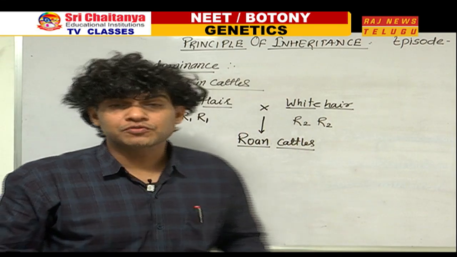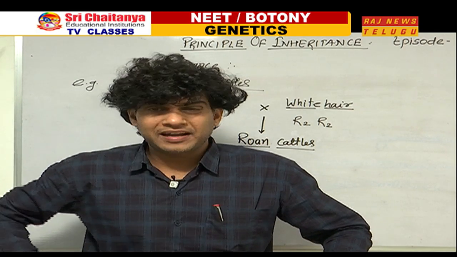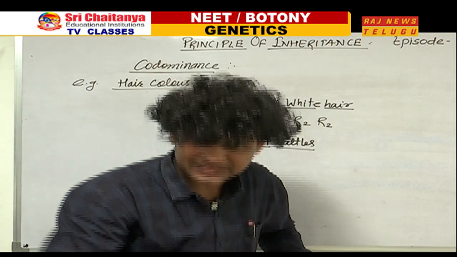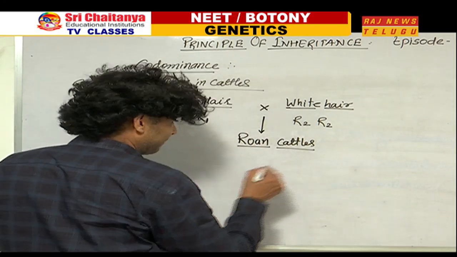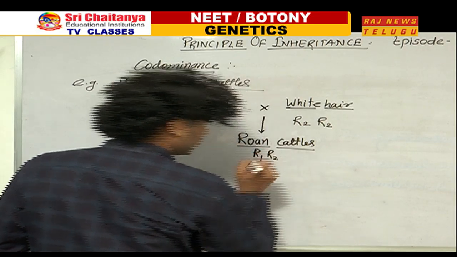Roan cattle means what? On the body, somewhere there is a patch of red hairs, somewhere patches of white hair, red hair patches, white hair patches. That kind of a mosaic body is known as a roan character. Means all are genotypically R1 R2.